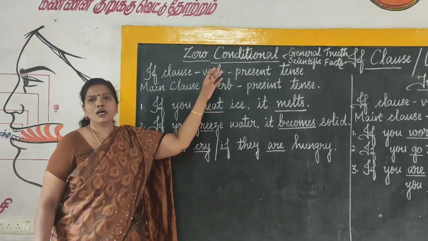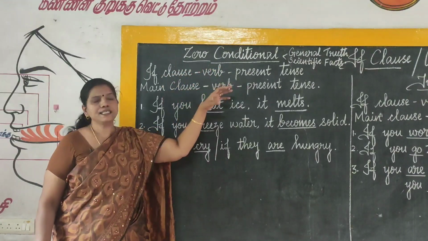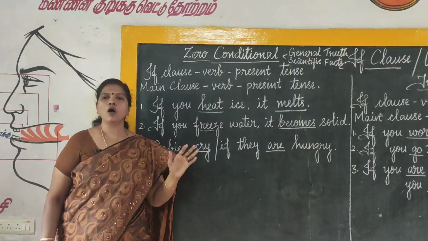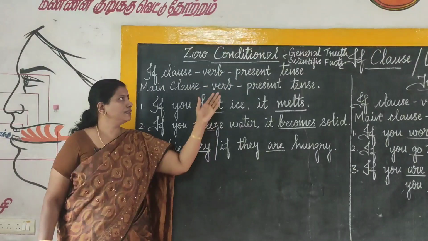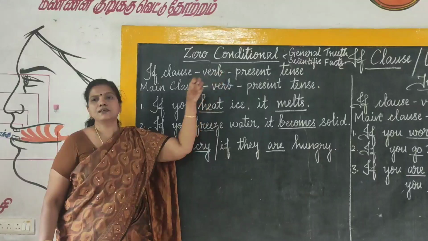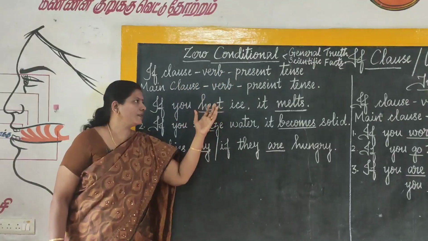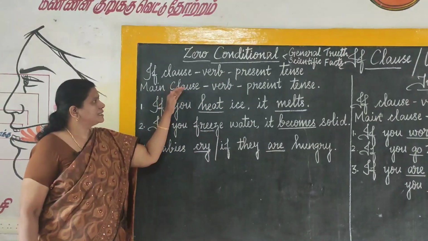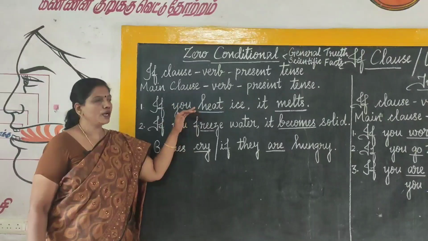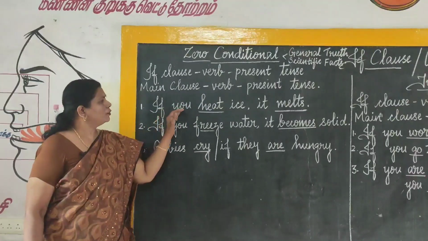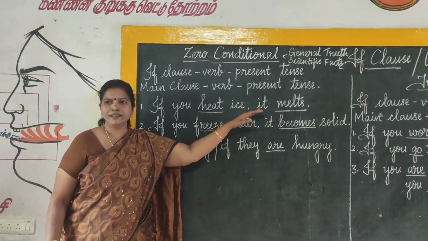The zero conditional class expresses general truth or scientific facts. These sentences express general truth or scientific facts, and let's see a few examples. You will be able to understand it better. If you heat ice, it melts.